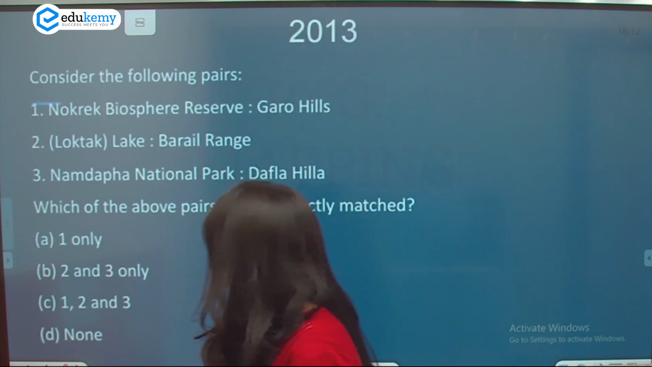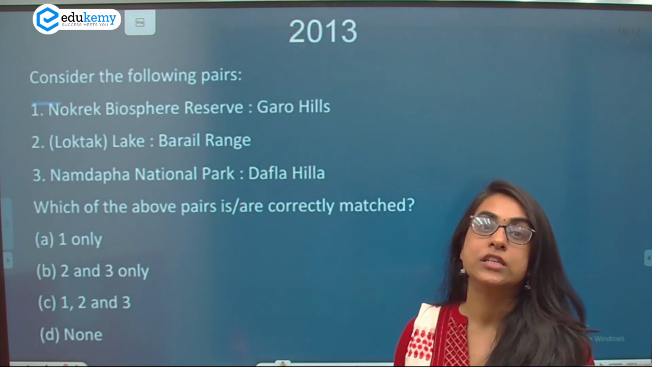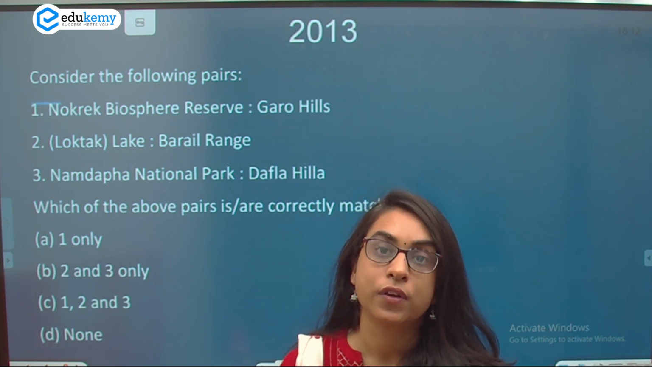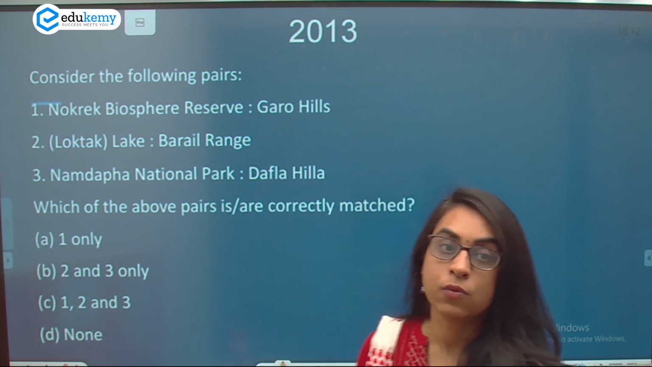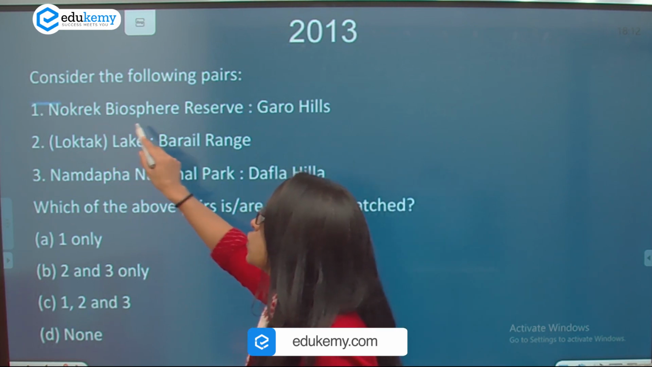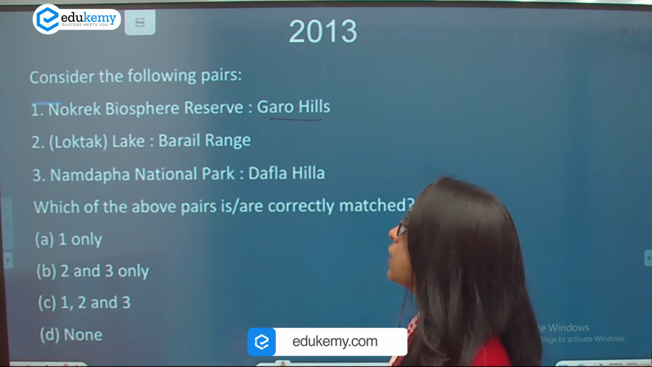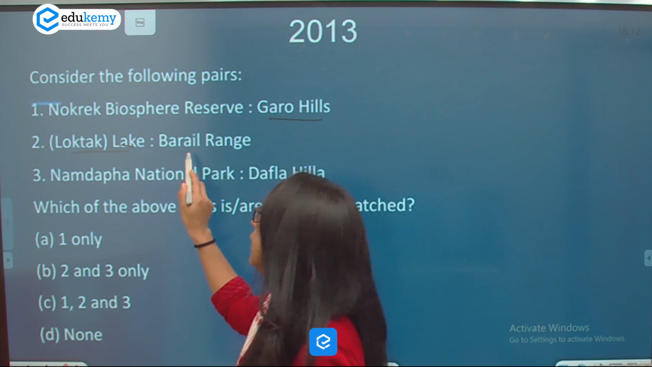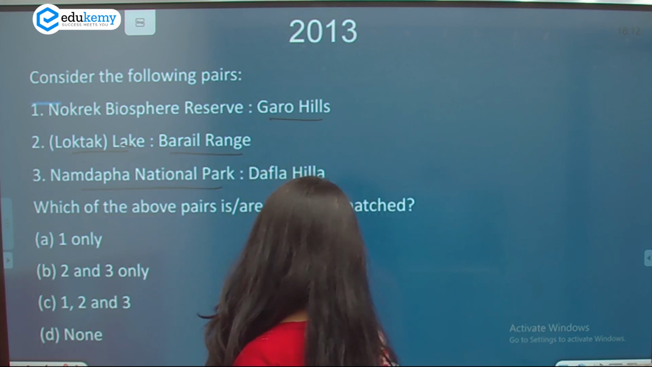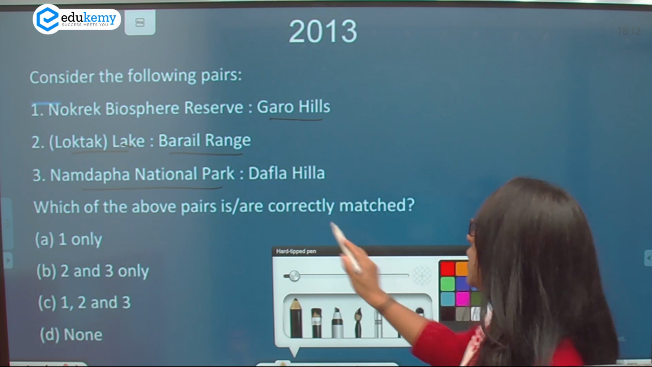So have a look at this question. This question was asked in 2013 wherein the important biosphere reserve and the hills were asked in the examination. The question was, consider the following pairs: the Nokrek Biosphere Reserve and the Garo Hills, the Loktak Lake and the Bareil Range, the Namdapha National Park and the Dafla Hills, right?